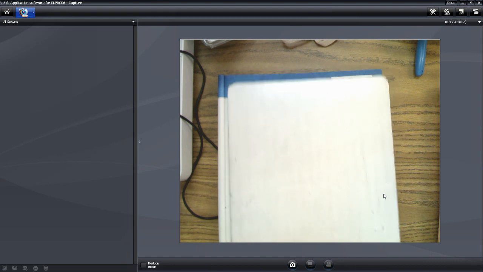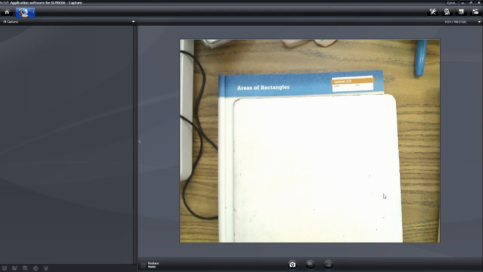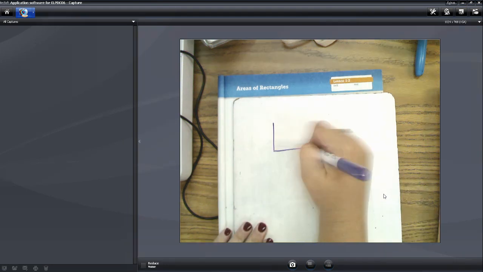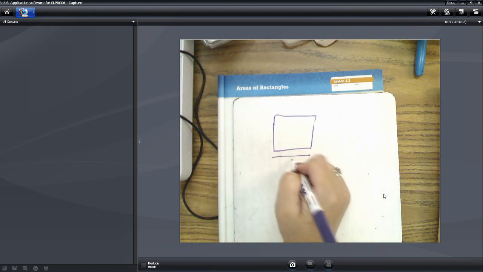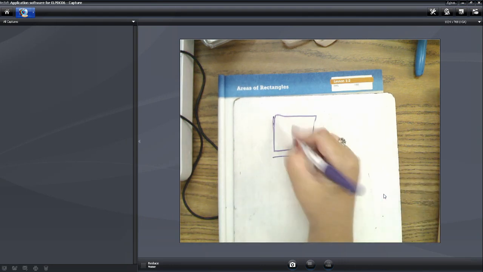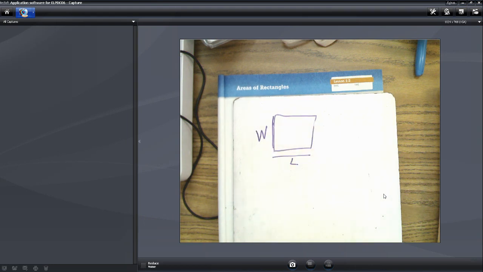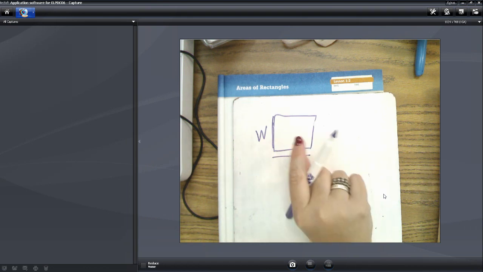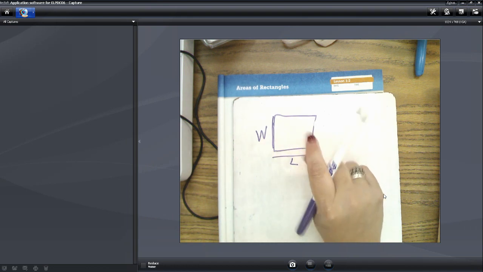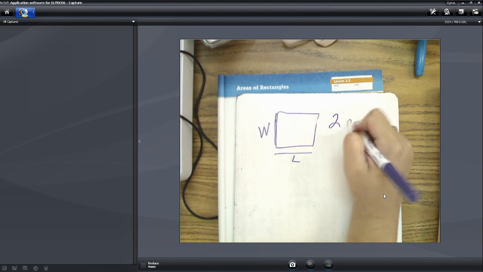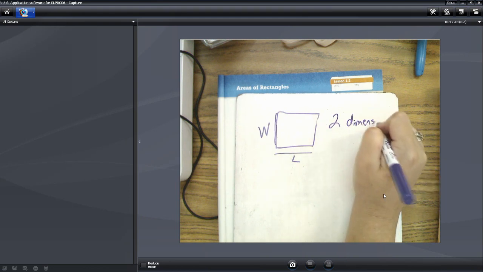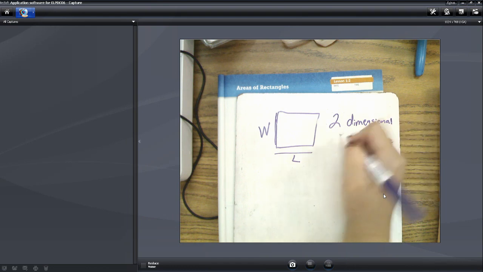So here you go. First, we're going to talk about what area means. So if I have a rectangle, notice that I have a length and I have a width, right? Now, this rectangle is flat. Can I measure how tall it is? Can I put a ruler and see how tall it is? I can't because it's flat. This is called a two-dimensional object.